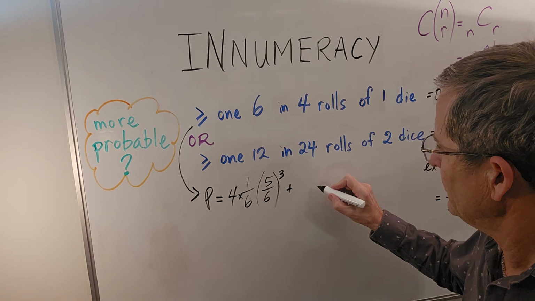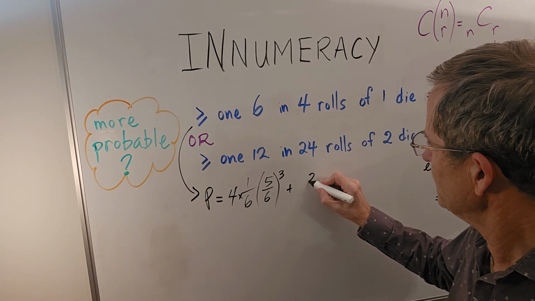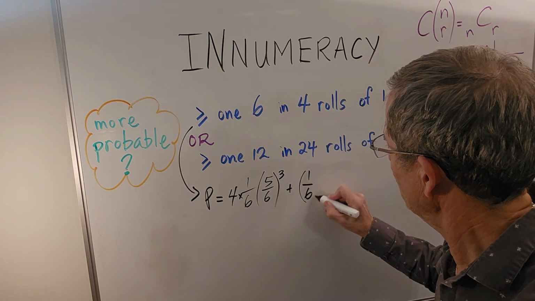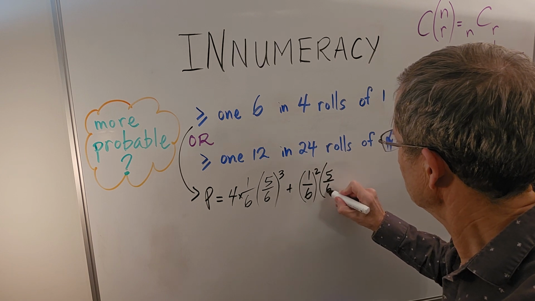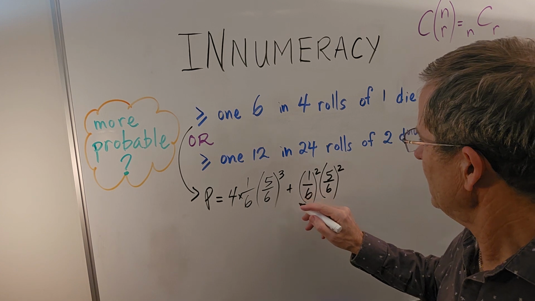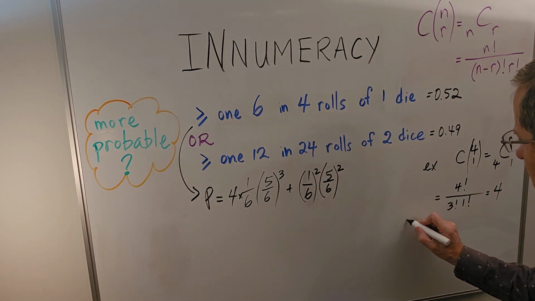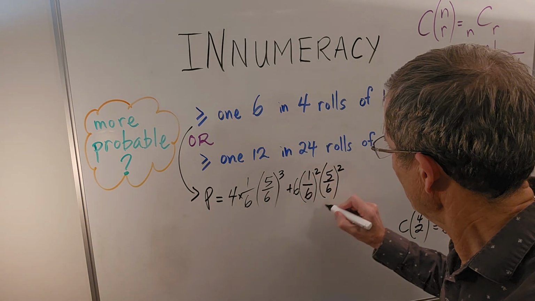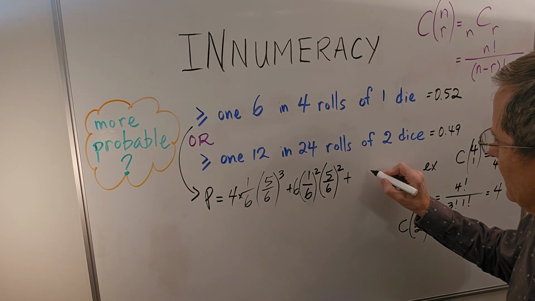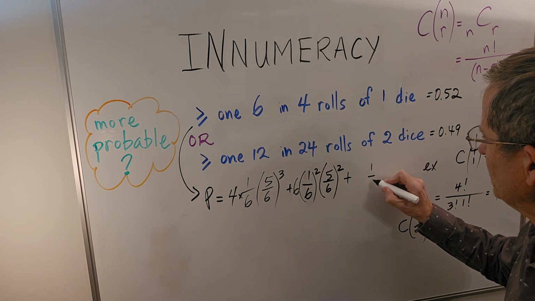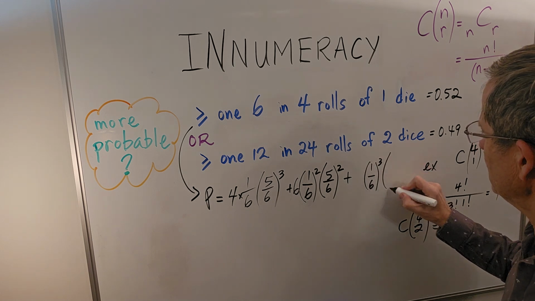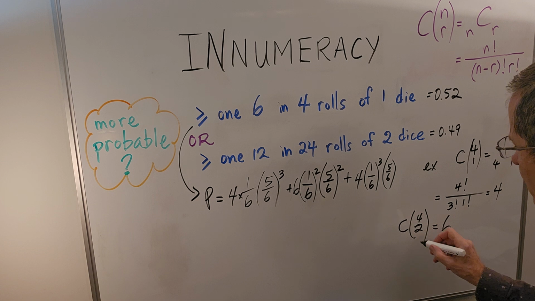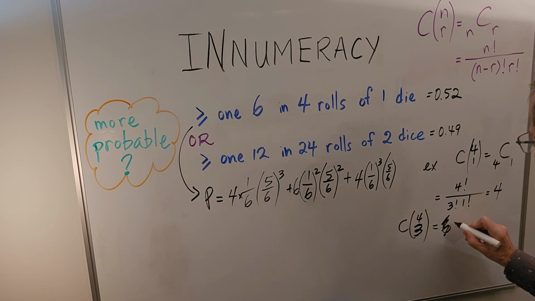Plus the probability of getting 2 sixes, so there's 1 out of 6 squared times 5 out of 6 squared, and the number that goes here is C(4,2), and if you work that out you get 6, plus if you get 3 sixes, that's 1 over 6 cubed times 5 over 6 to the 1, and the number for C(4,3) is also 4.